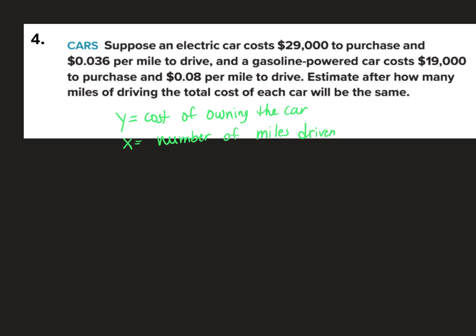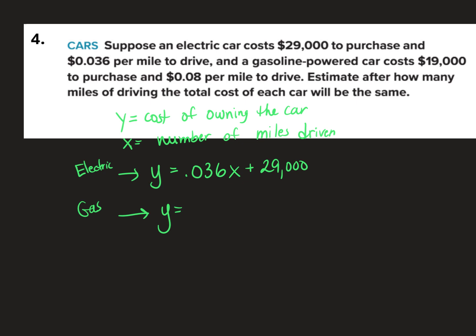So the equation for the electric car would be y equals 0.036x plus 29,000. That's 29,000 to purchase the electric car, and then that many cents per mile, where x is the number of miles driven. And the electric car is the first one. I'm going to write that because I just got confused. Electric. And now this one's gas.